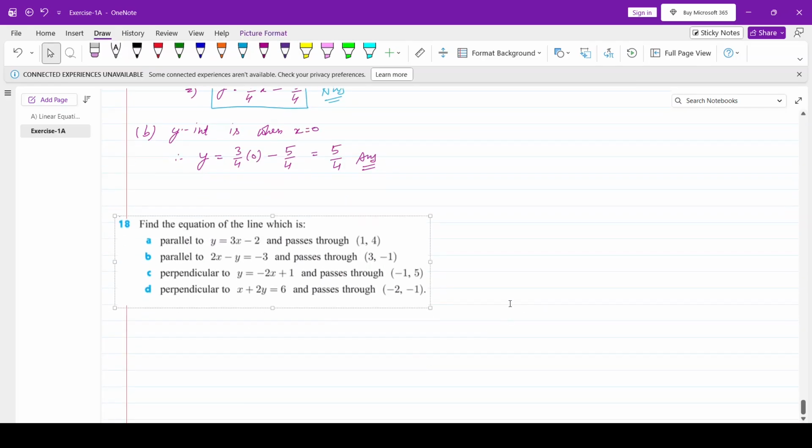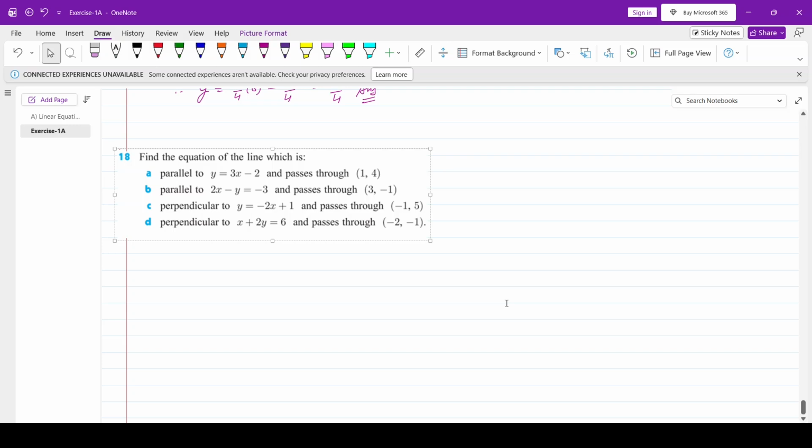Move to question number 18. Find the equation of the line which is parallel to this line and passes through (1, 4). Part B says parallel to this line and passes through that. So part A and part B are kind of the same. Perpendicular to this line and passes through that. Okay. So I'll do part A.